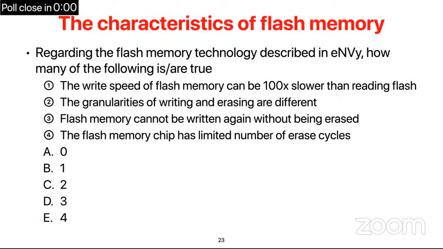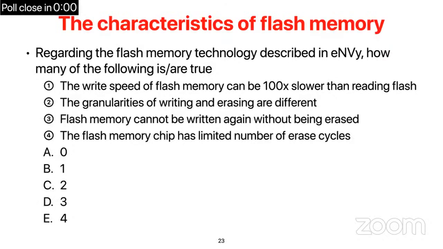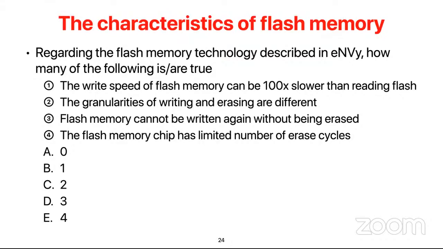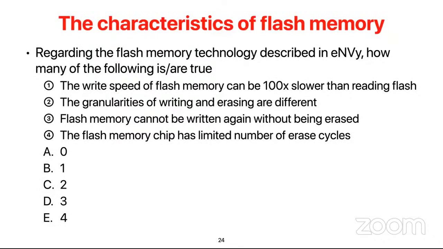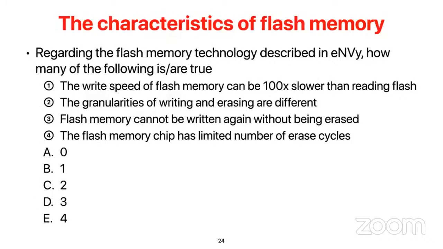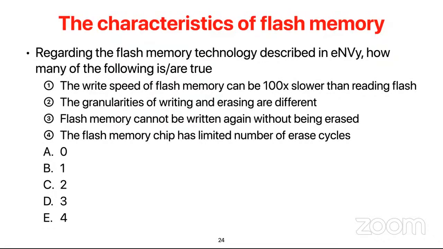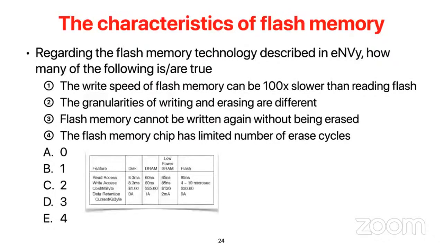All right, we're Team Red, and we thought that all of them were correct. Okay, so where can you find the evidence? For number one, what supports you? There is a chart, figure one. It says that read access is 85 nanoseconds, write access is 4 to 10 microseconds. So that's an order of magnitude around 100.